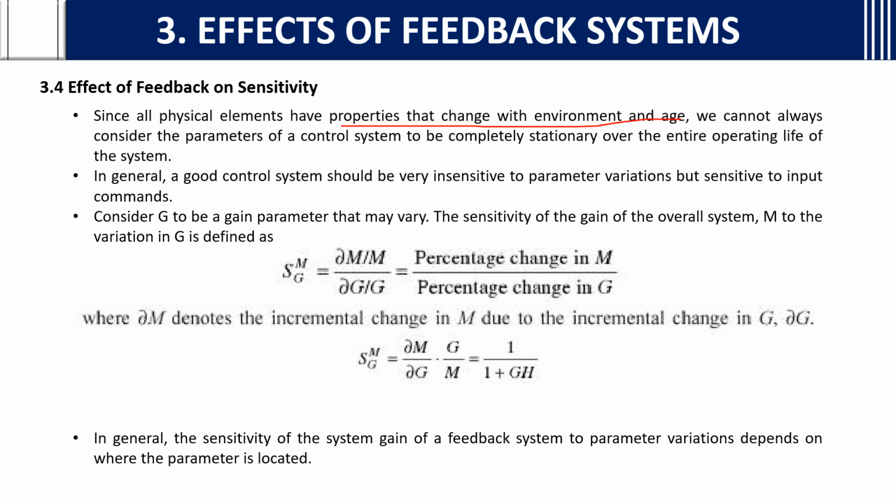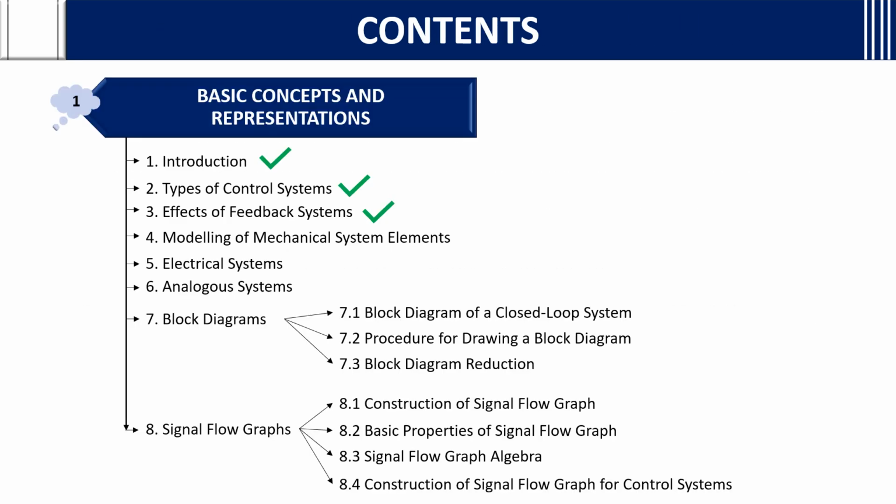In general, the sensitivity of the gain of a feedback system to parameter variations depends on where the parameter is located. I made it in such a way that it is easily understandable, with fewer points, which are the very important points to be written in the exam. So if they ask for the effects of feedback system, explain the effects of feedback system, then you need to explain all 4 effects. Understood? So now we are done with the effects of feedback system in this video.